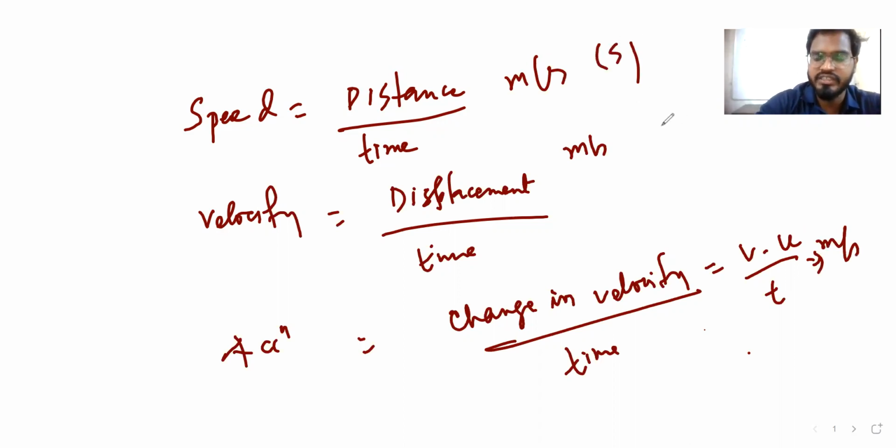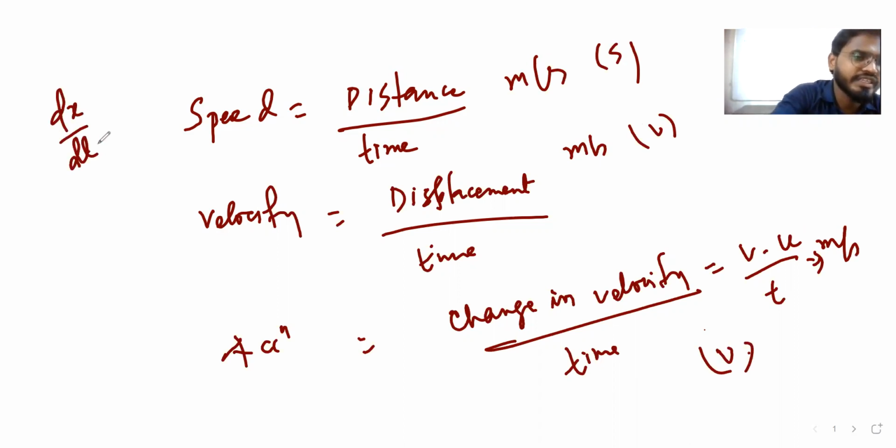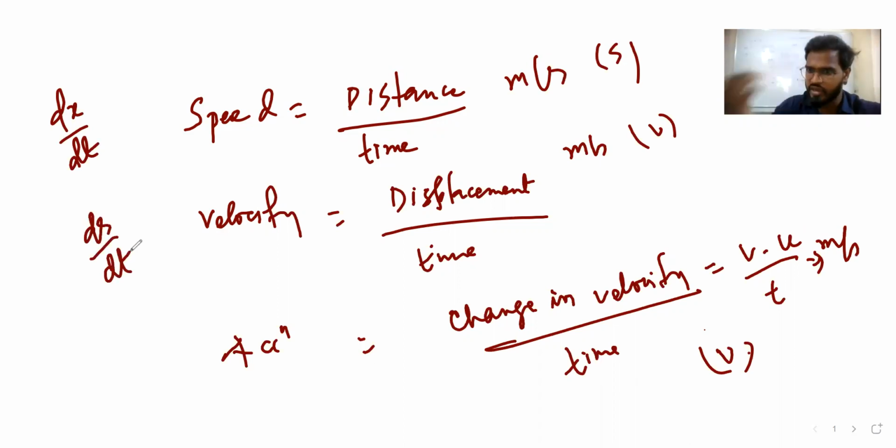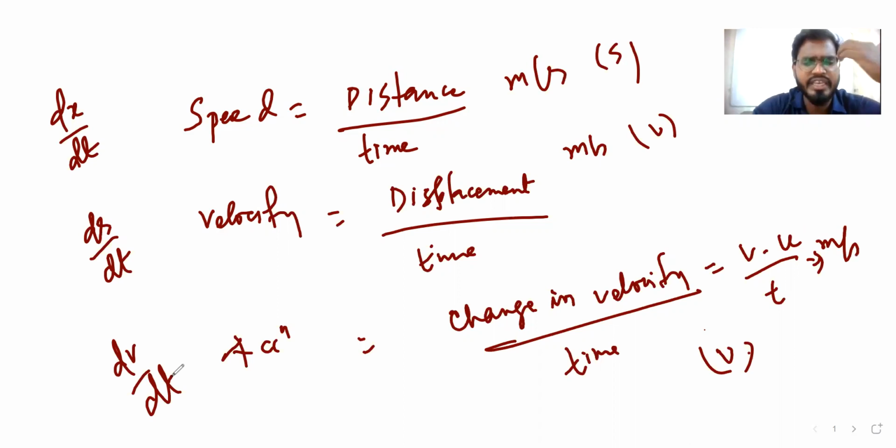Speed is a scalar quantity, velocity is a vector quantity, and acceleration is a vector quantity. Instantaneous we had also done, so we can say dx by dt, this is ds by dt, and differentiation of velocity will give you acceleration. Fine, till here we had done.